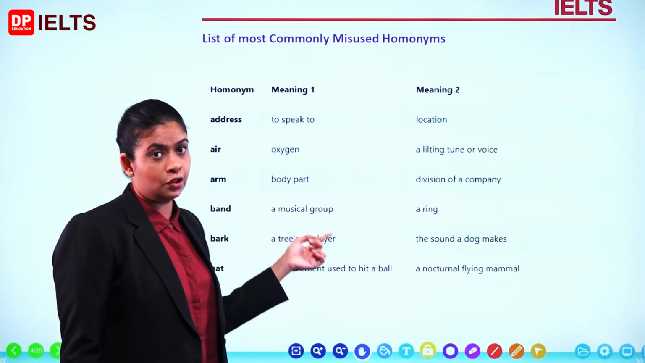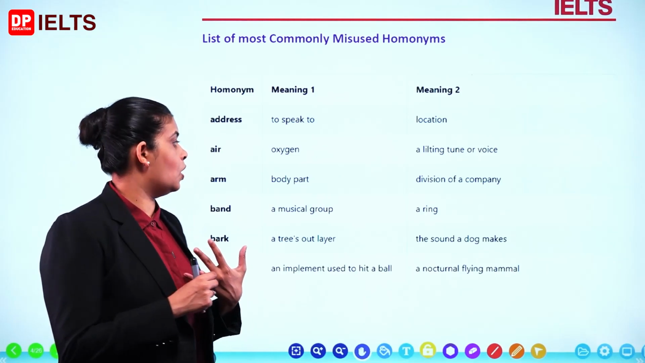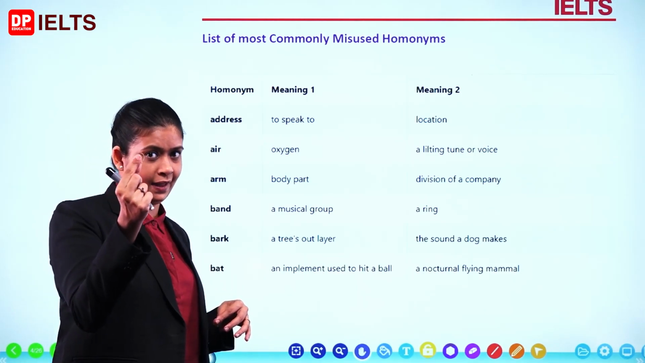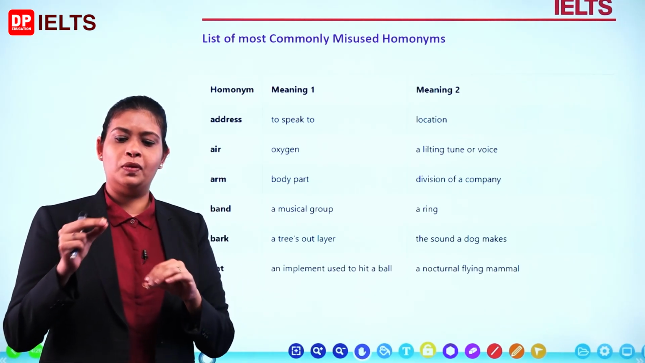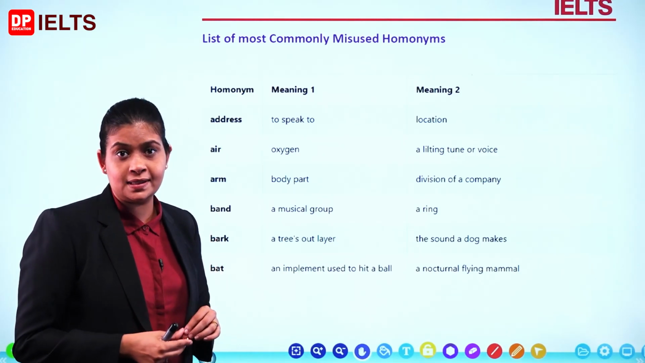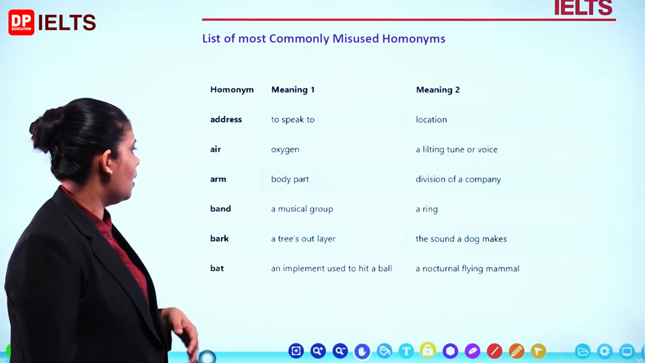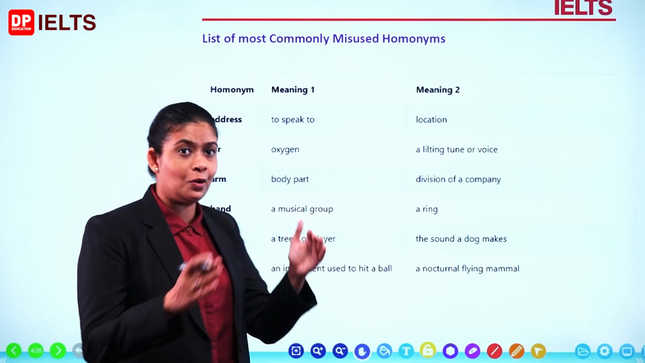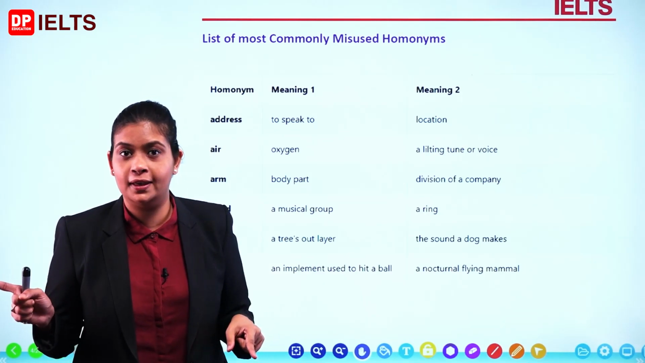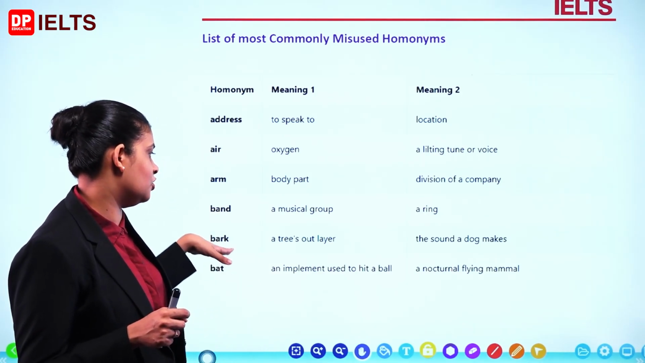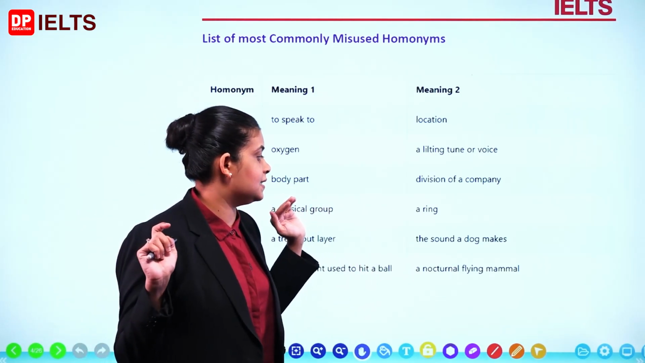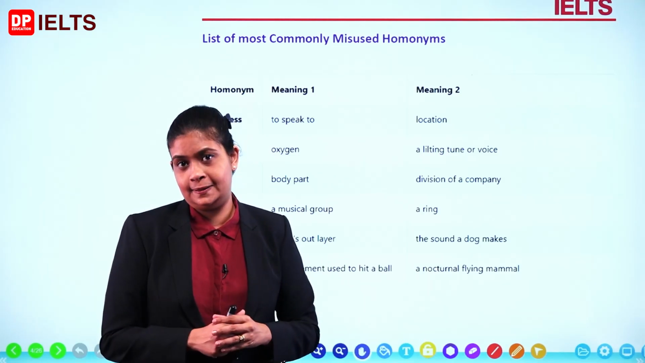Band, musical group, band, and also a ring, okay? So rings like this, let me show you an example. So these are called wedding bands, okay? So these are actually rings, but this is more of a wedding band. So these are also called bands. Bark, okay? The outer layer of a tree. And then also the dog. Woof, woof. We say, oh, the dog is barking. Bat, I just told you that. So the bat that you hit the ball with and the bat that is a flying animal and you can see at night.